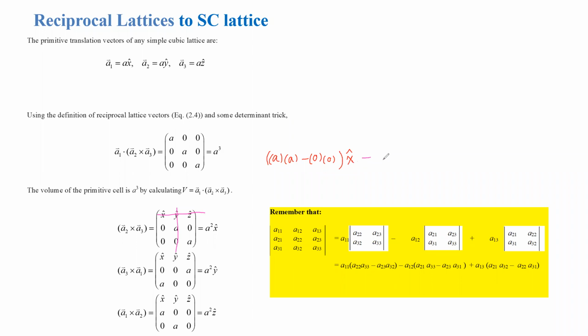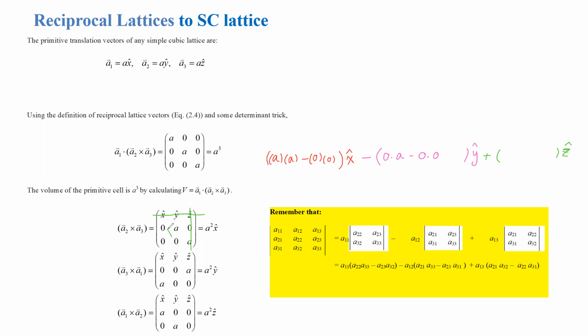So minus, here you're gonna have y hat, right? So minus 0 times a, minus 0 times 0. Then again, plus c hat.